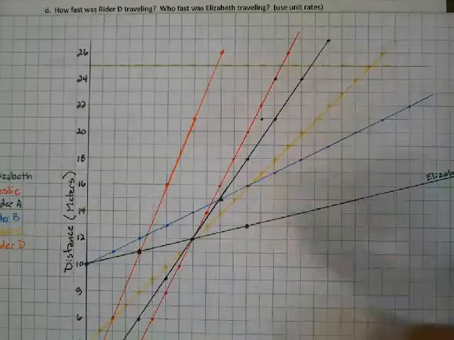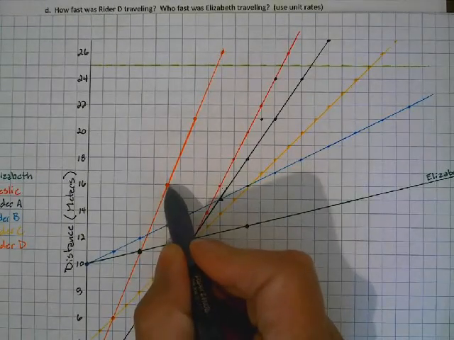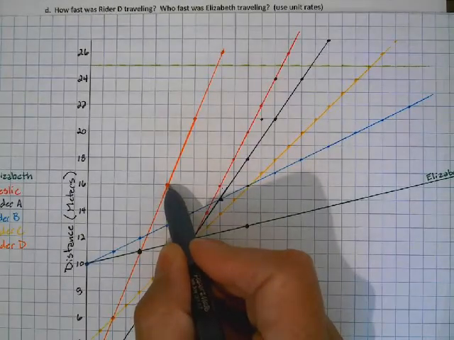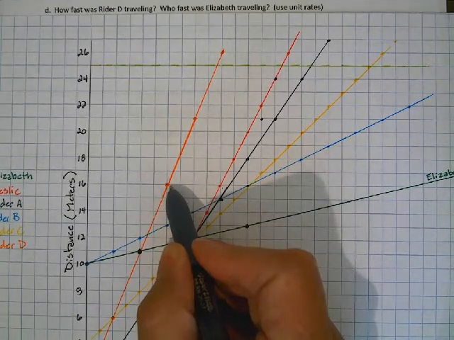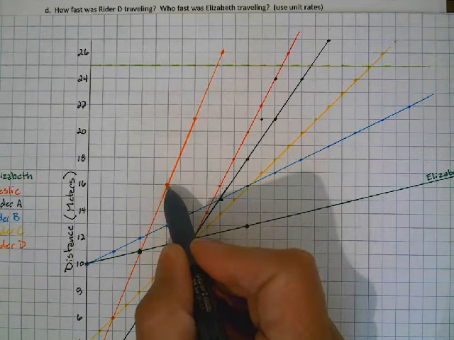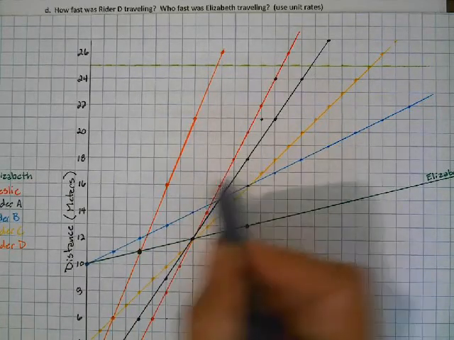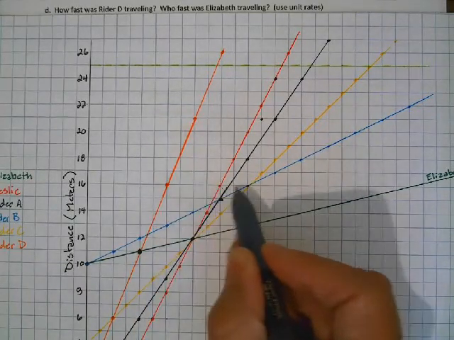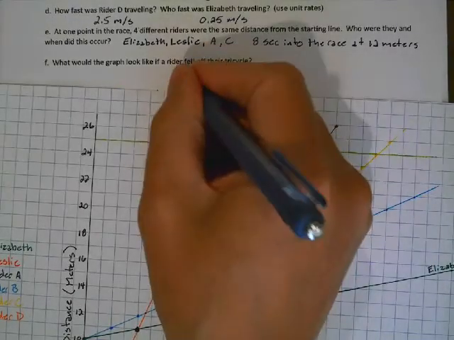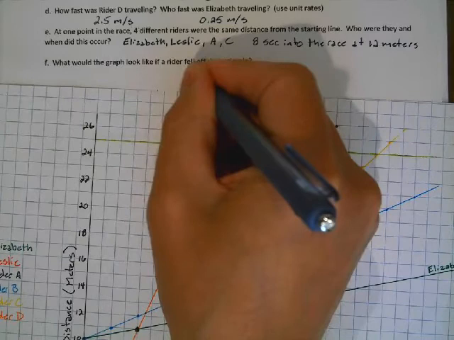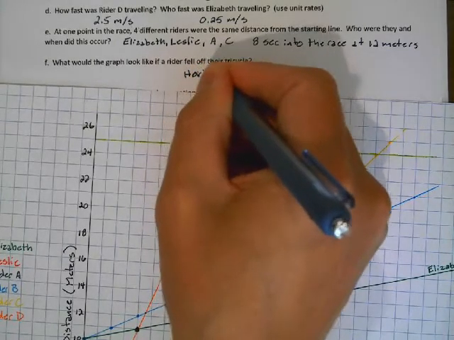So let's say that rider D, at this point right here, falls off. Well, time would keep going, but the distance would not. So if time keeps going, it goes this way, but the distance doesn't increase. So that would end up being a horizontal line. Horizontal.